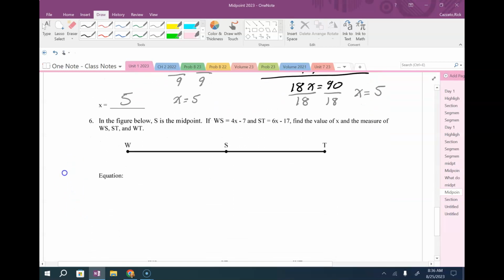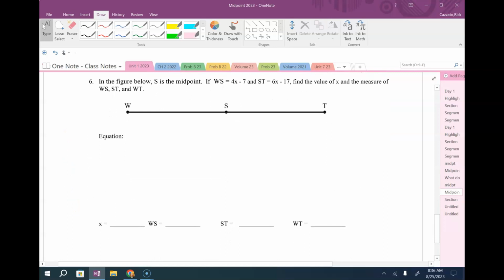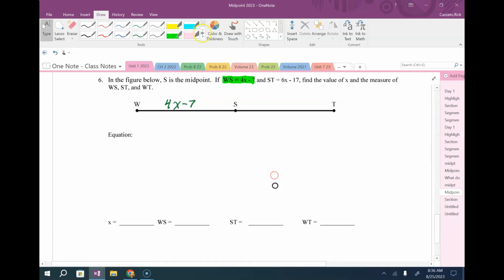And then the last question from today's class notes was problem number 6. Again, first thing we want to do is label. So WX is 4x minus 7. ST is 6x minus 17. And some of you got stuck at this point. I'm going to underline S is the midpoint. So since S is the midpoint, I'm going to put the tick marks. And that means this green piece that I'm highlighting and this blue piece are equal to each other.